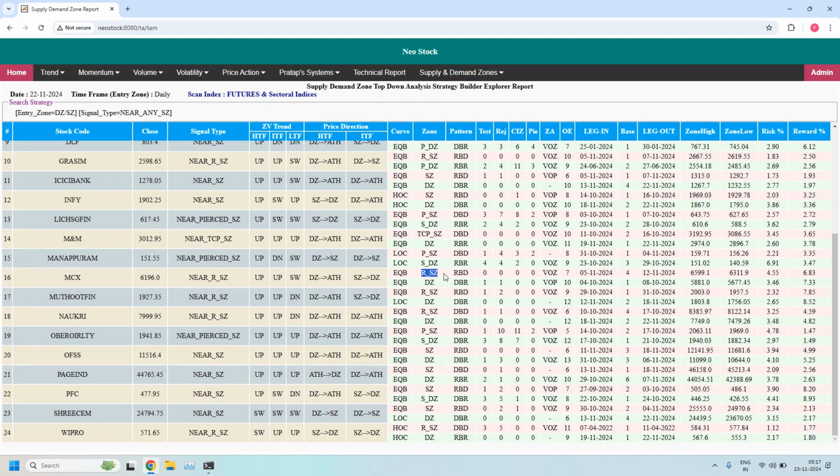MCX is having a high liquidity daily supply zone. Muthoot Finance is having a high liquidity daily supply zone. Naukri is having a high liquidity daily supply zone. And Wipro is having a high liquidity supply zone, but it is from 2022. You can't fine tune this. So total 9 stocks we identified with daily high liquidity supply zones from this list.